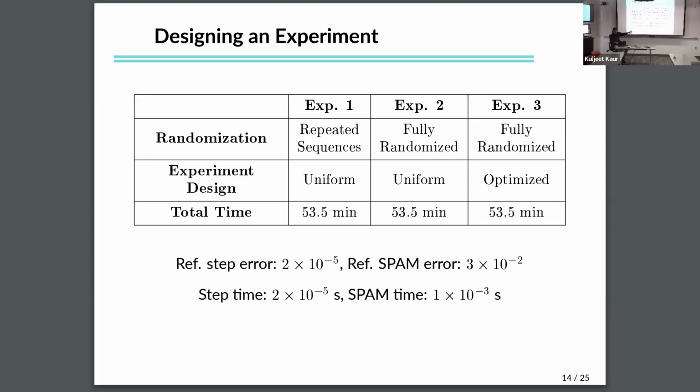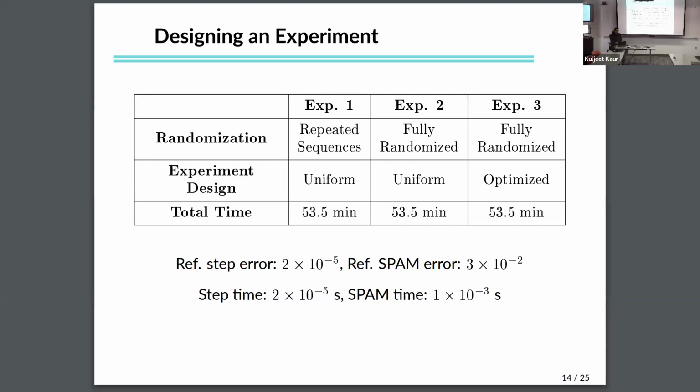So the difference between 2 and 3 is that in experiment 2 and experiment 1, we used a uniform experiment design where you just draw sequence lengths uniformly over some range. This is a very common thing in a lot of randomized benchmarking experiments. So this is what we wanted to compare to. So in experiment 3, we ran the optimization procedure that I was just talking about in order to design the experiment. In order to make a fair comparison, what we did is we constrained the total time for all of these 3 things to be the same.